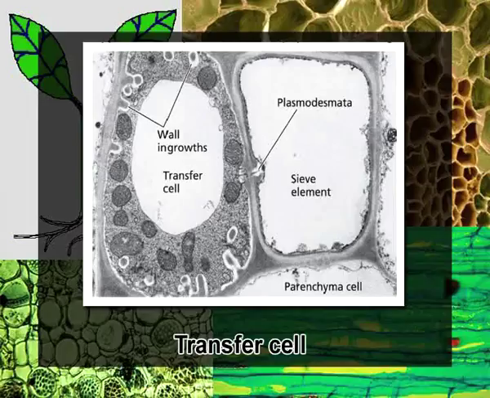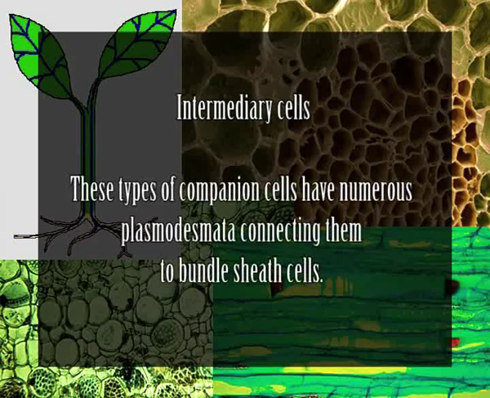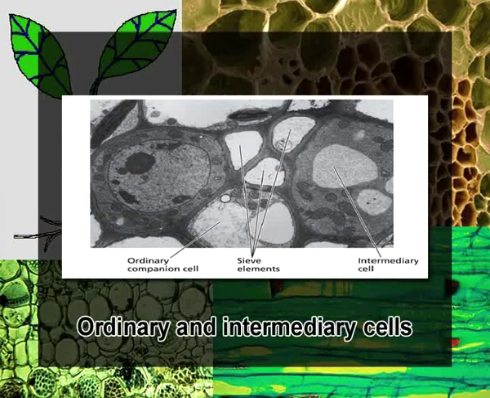The wall ingrowths greatly increase the surface area of the plasma membrane, thus increasing the potential for solute transport across the membrane. Now, intermediary companion cells. These type of companion cells have numerous plasmodesmata connecting them to bundle sheath cells. The presence of plasmodesmatal connections to surrounding cells is their most characteristic feature. Intermediary cells are distinctive in having numerous small vacuoles as well as poorly developed thylakoids.